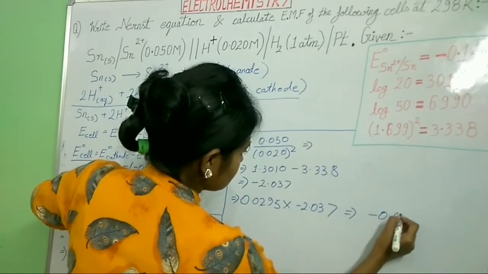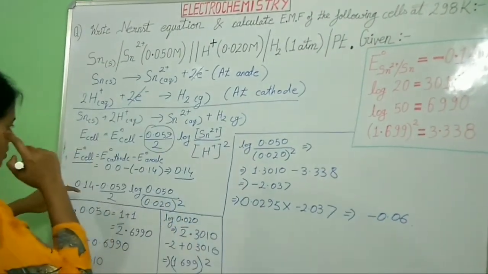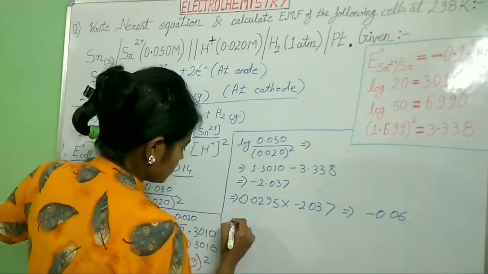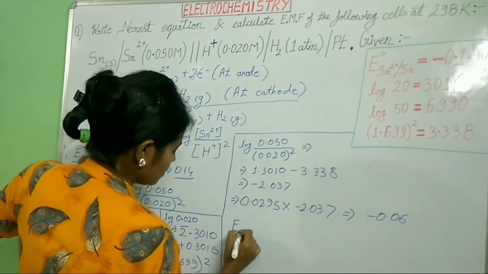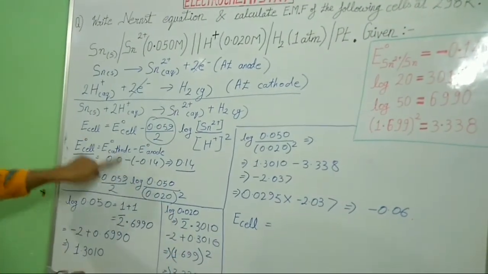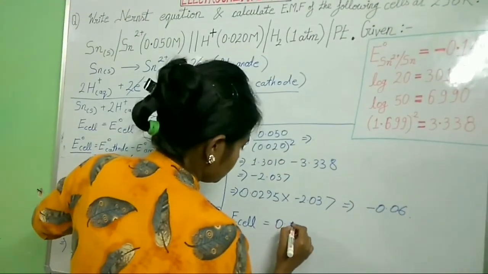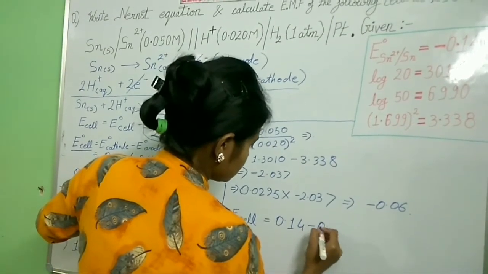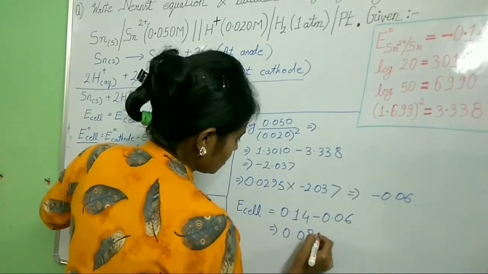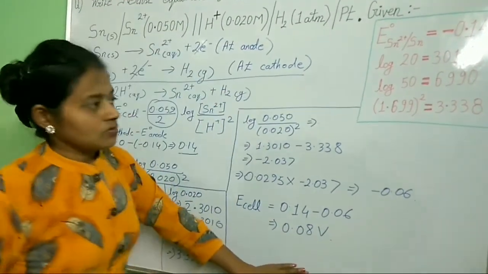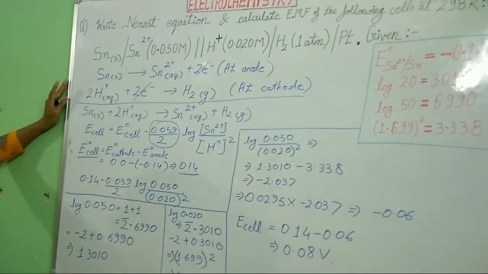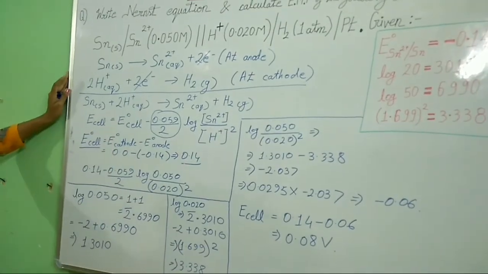This will come up to minus 0.06. Okay, and what is the E naught cell we have found out? E naught cell value we found out here is 0.14. So 0.14 minus 0.06 will be equal to 0.08 volt. Okay. Now, is it clear? Otherwise, look once more. It will be clear to you. Okay. Let us move to the next question.